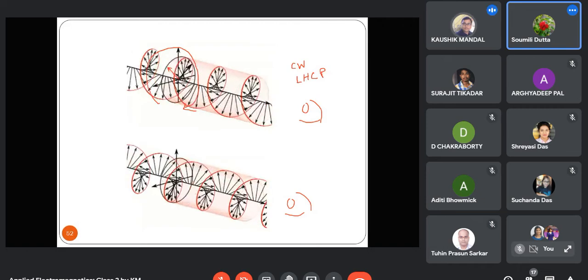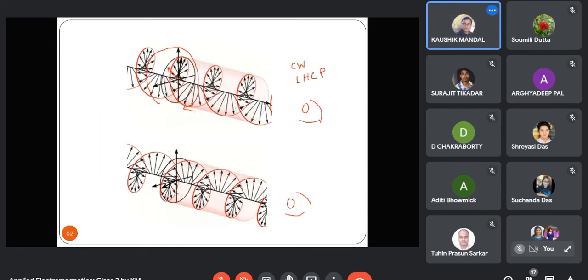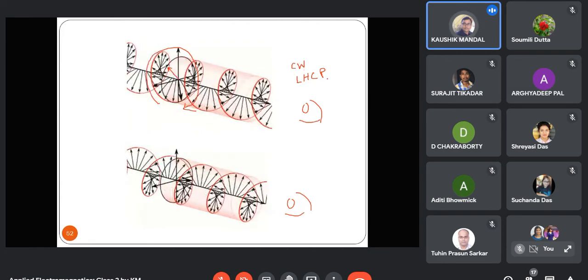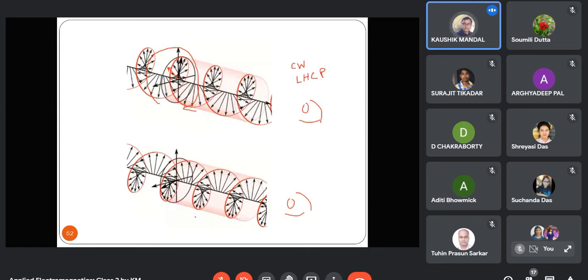এলএইচসিপি হবে না? কাউন্টার ক্লকওয়াইজ, আমি ভুল করেছি। কাউন্টার ক্লকওয়াইজ হলে রাইট সার্কুলার, তাহলে আমি ঠিকই লিখেছি। ক্লকওয়াইজ হচ্ছে তাহলে এটা এলএইচসিপি। With respect to the observer, counterclockwise means right circular আর clockwise হলে left circular, so it will be LHCP.